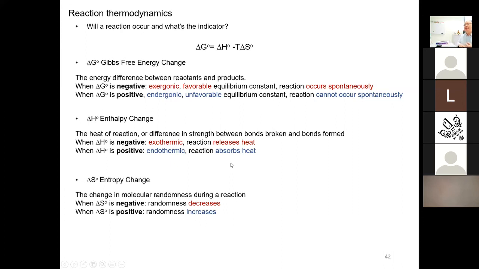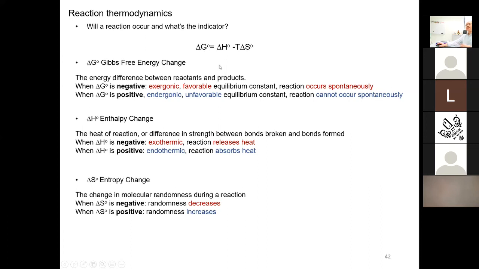And entropy is the change in randomness. It's like real life: if your room is messy, we say, oh, the entropy of your room is really high. Very nerdy way to say this. When delta S is negative, that means the randomness of the reaction decreases. When it's positive, the randomness increases. So delta S, combined with the temperature of the reaction, contributes to the free energy change.